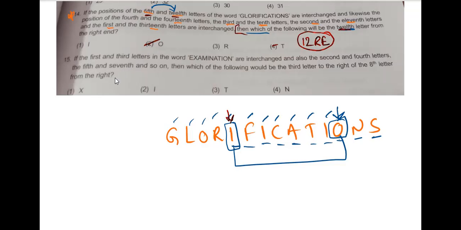Sir, but the answer is given as T over here. Option 4. Yes, sir. One second. What is the 12th letter? 1, 2, 3, 4, 5, 6, 7, 8, 9, 10, 11. The 12th letter is O only. So here the 5th letter will be interchanged with the 12th letter.